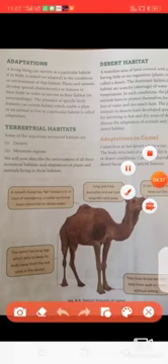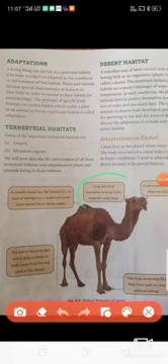Second, you can see long thick eyelashes. The camel has very long thick eyelashes, and the ear hairs are also very long. Why? Just to keep the sand away, because there is a lot of sand in the desert, so it will not go inside the eyes and the ears. So there is the presence of eyelashes and ear hairs.